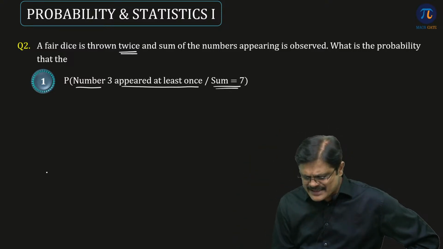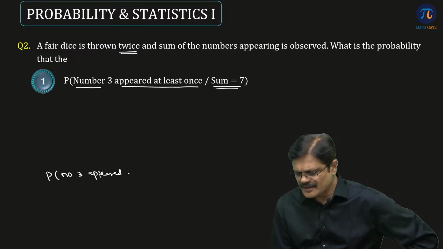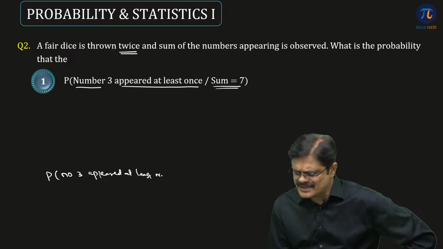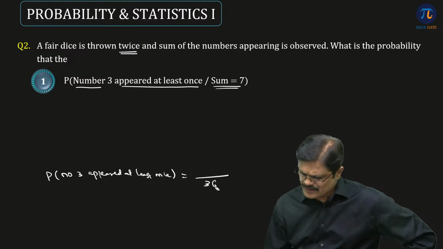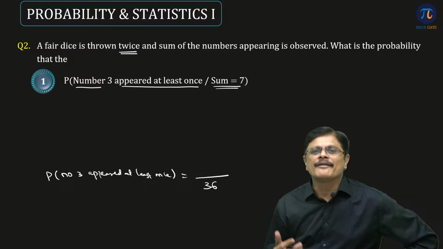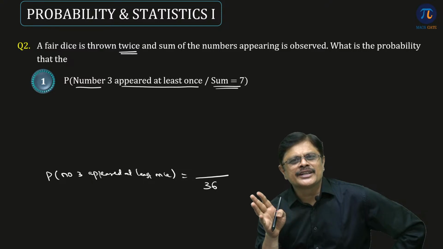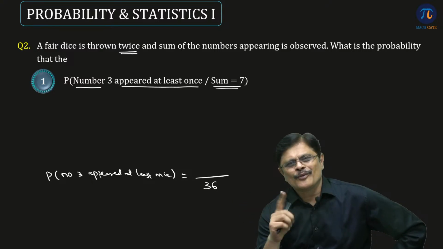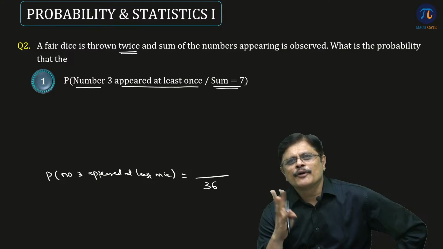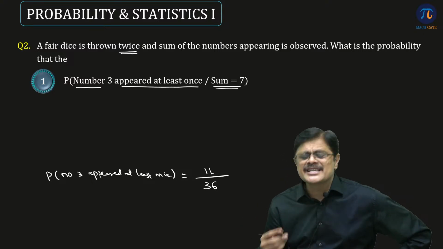See, suppose I ask this question: what is the probability that the number 3 appeared at least once? Total possibilities are 36. Out of that, in how many cases does number 3 appear? See, (3,1), (3,2), (3,3), (3,4), (3,5), (3,6). Then (1,3), (2,3), (3,3), (4,3), (5,3), (6,3) also. But there is (3,3) which appears in both lists, counted twice. So 11 cases are favorable. This is the direct one.